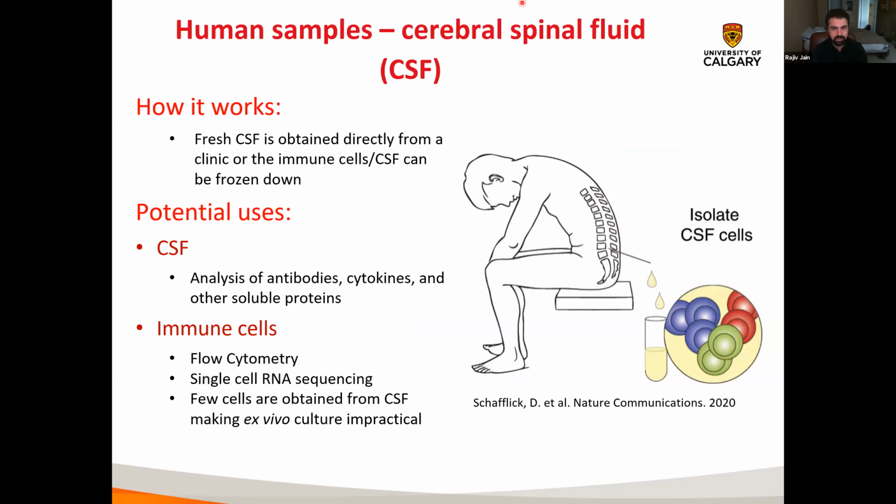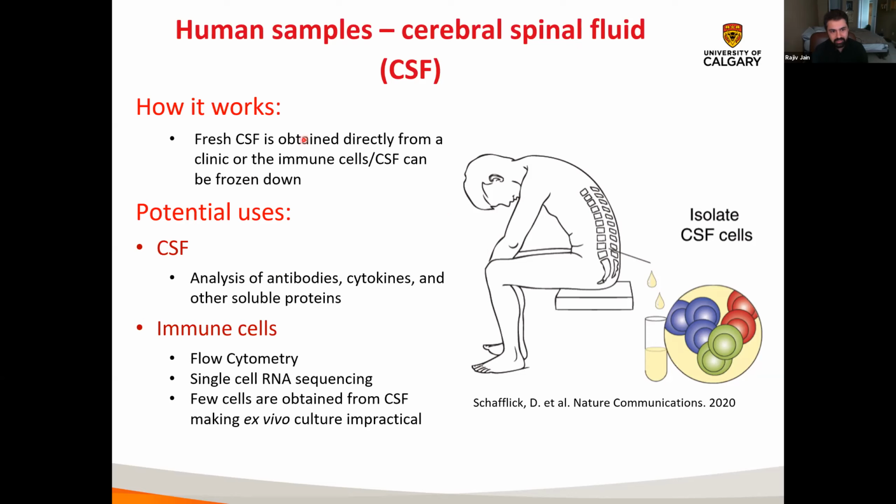The other sample you could potentially get your hands on would be cerebral spinal fluid. Cerebral spinal fluid is basically the fluid that permeates our central nervous system and thus contains lots of things like myelin proteins and a lot of the immune cells that you would find in MS. In fact, immune cells are increased in the CSF during MS as well.